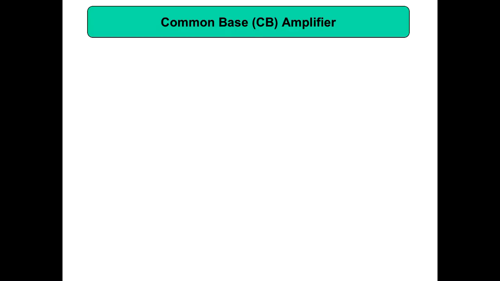Now what we are going to do is go to the next topology, called the common base amplifier. So what is meant by common base? In the common base topology, base is common to collector and emitter, and then we connect the signal to the emitter. That is called the common base topology. So far what we did is we connected our signal to base. But now base is common.